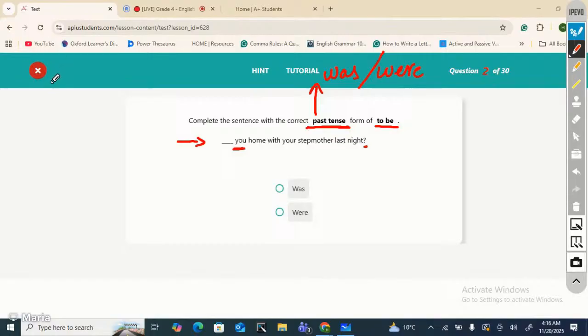We have got another answer from Matthews. It's option two, yes. Were. Were is used with this subject. Were you home with your stepmother last night? It's correct. Good job.